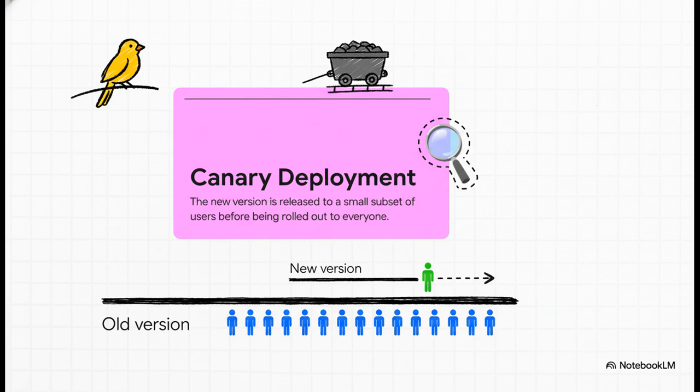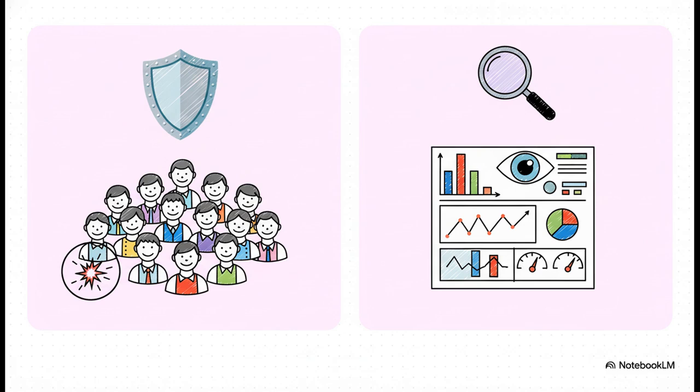You're basically testing the waters with real people. This is a super common way for, say, a social media platform to test out a new feature. So the huge win here is safety. By limiting the release, you limit what we call the blast radius if something goes wrong. But there's a big but here. This strategy is pretty much useless unless you have really sophisticated monitoring.